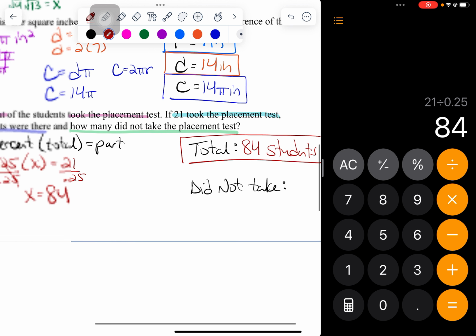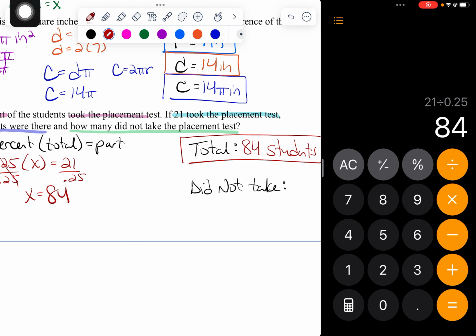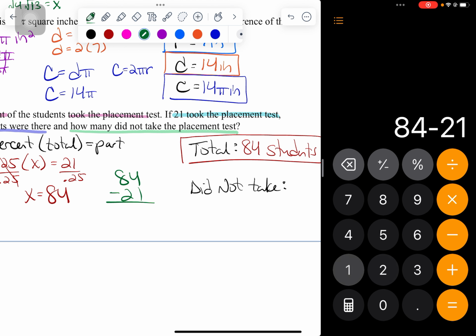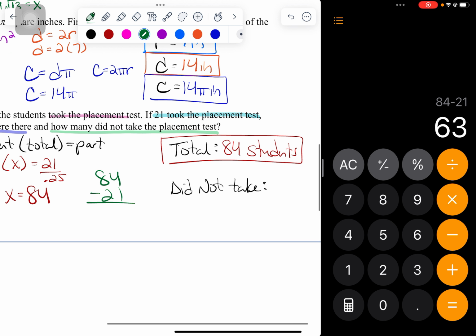And if there were 84 total students, and I know that 21 took the placement test, I can simply subtract that to find the number that didn't take it. So 84 minus 21 would be 63 students.